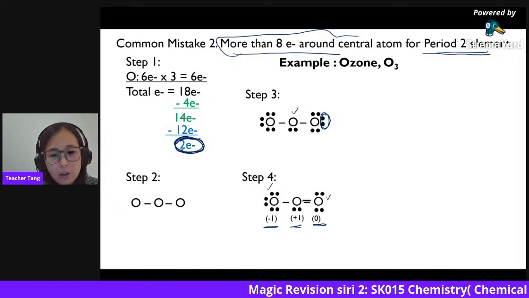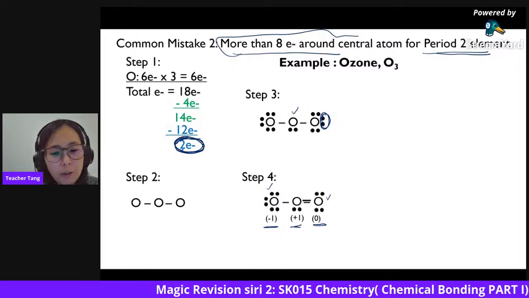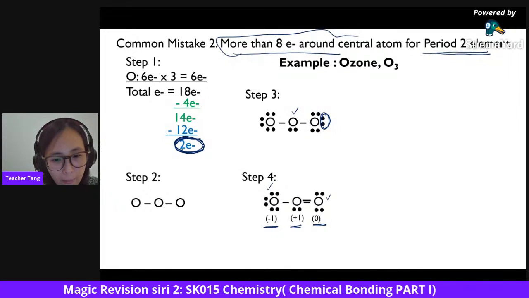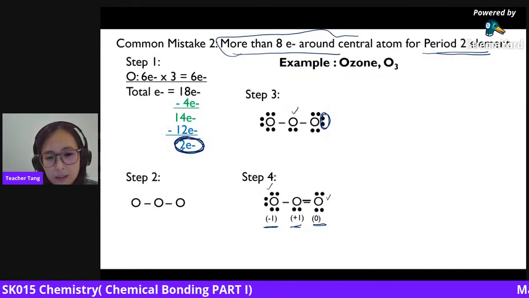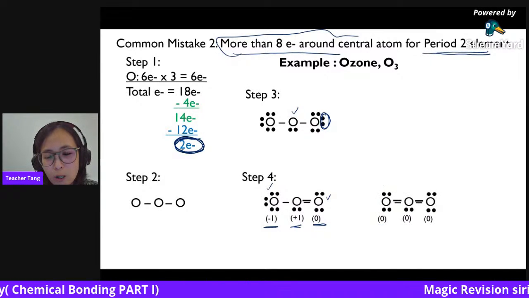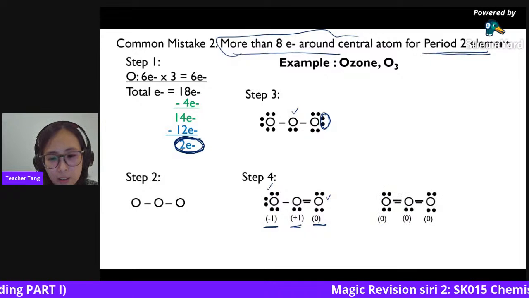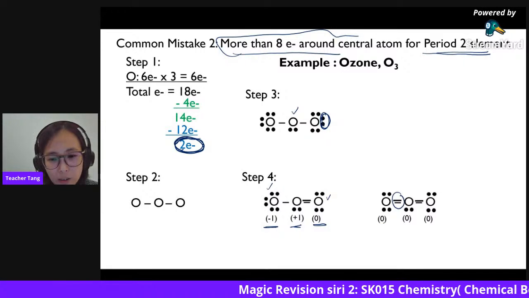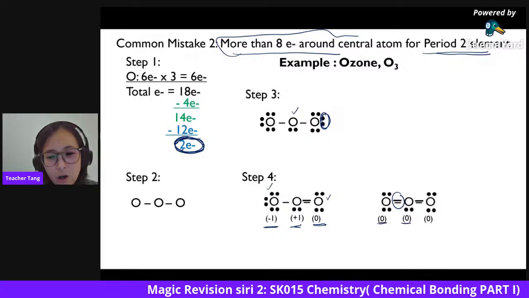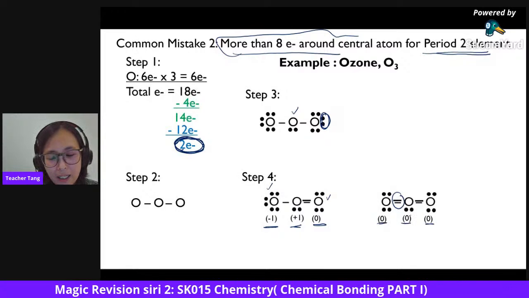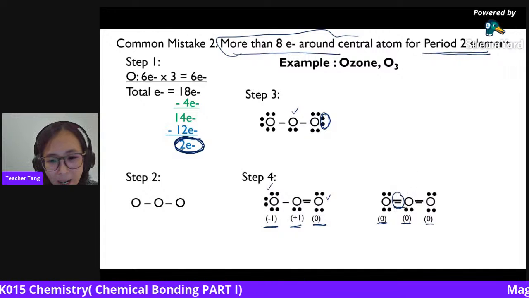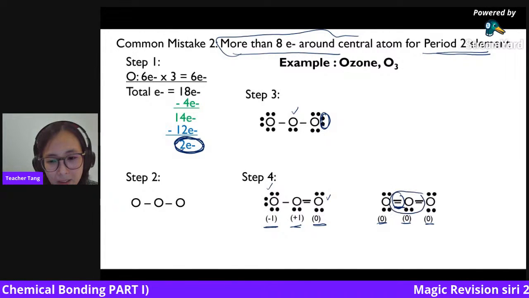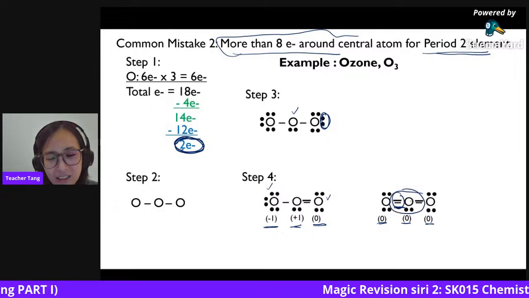This is actually the most plausible Lewis structure for ozone. Sometimes students are tricked because they tend to draw another double bond in order to make 0 formal charge on all the atoms. But this is actually wrong, because by having another double bond, can you see that now the central oxygen has more than 8 electrons?